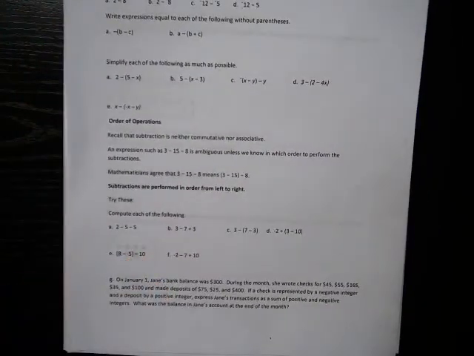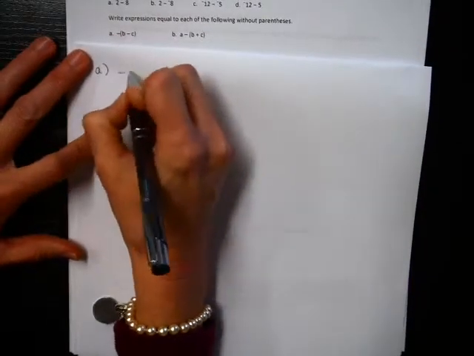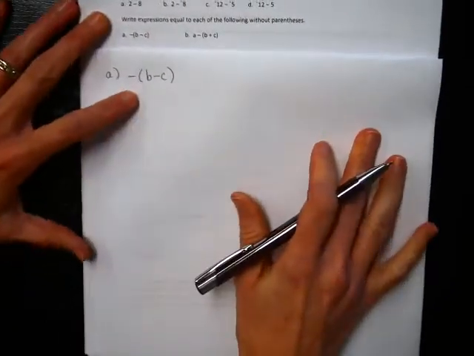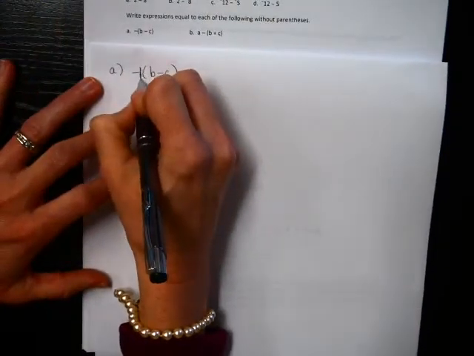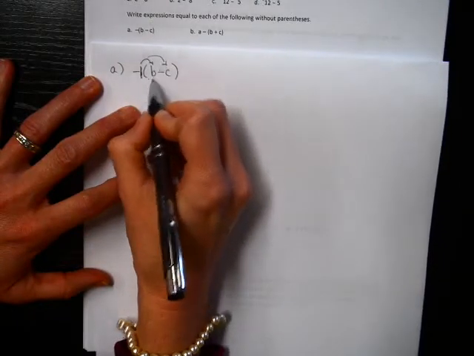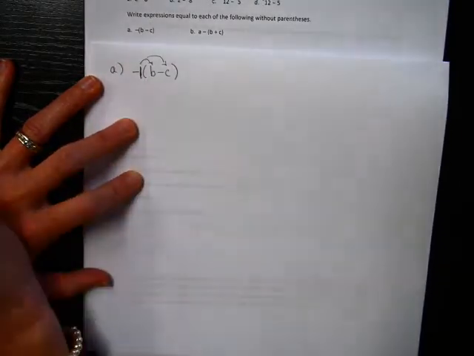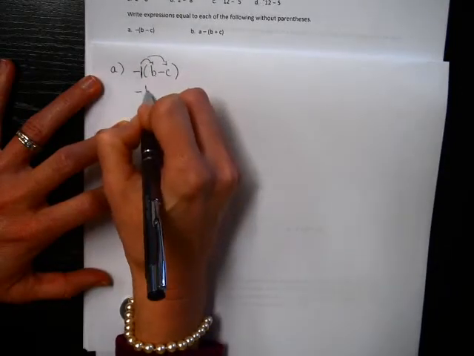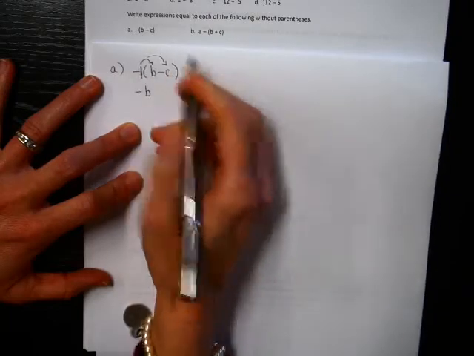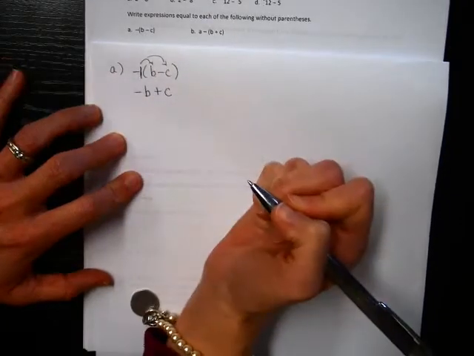Okay, so for the next section, write expressions equal to each of the following without parentheses. So for A here, I have the opposite of B minus C. And so what I do is I like to think of this as really an understood negative 1 in front of this parentheses. And I'm going to have to distribute and multiply this negative 1 times both of these terms. And so negative 1 times B is negative B. And negative 1 times negative C, well, a negative times a negative makes that positive. So that's really negative B plus C.